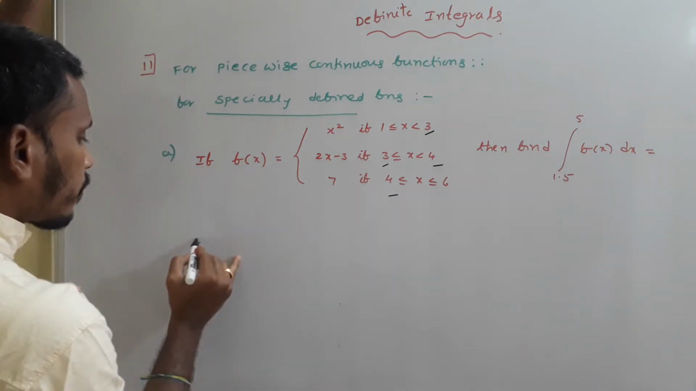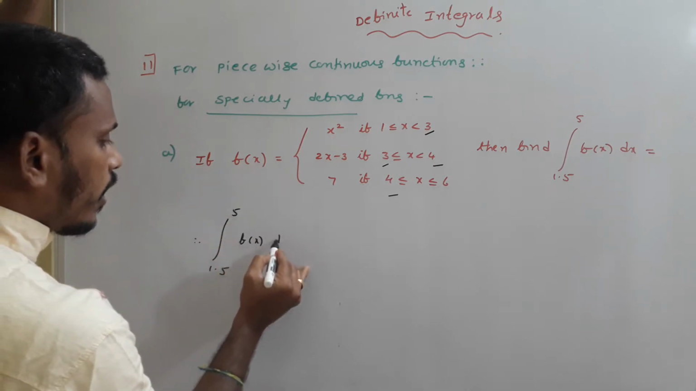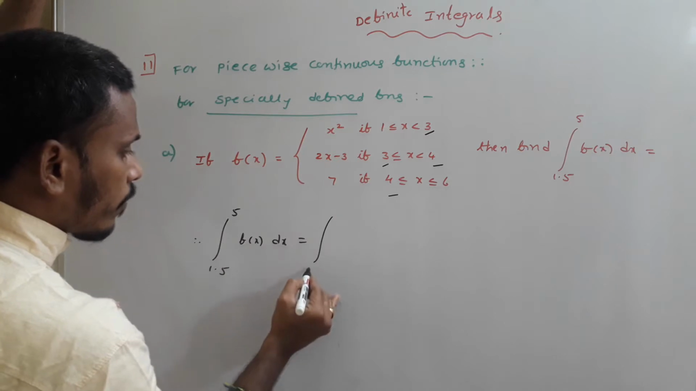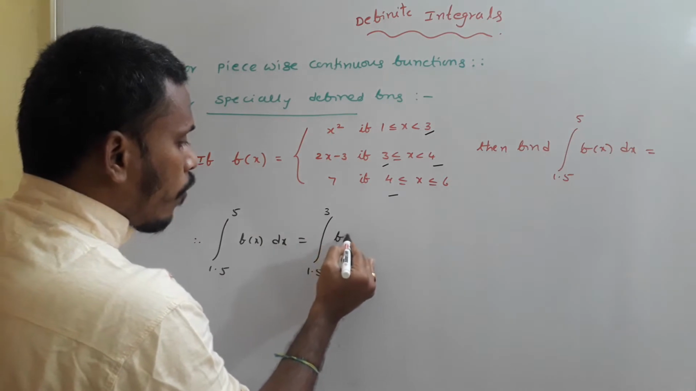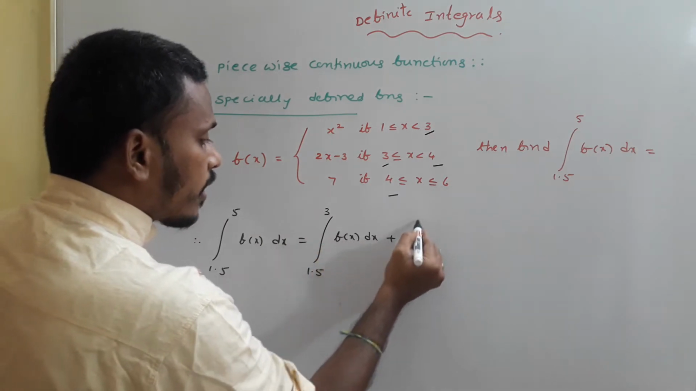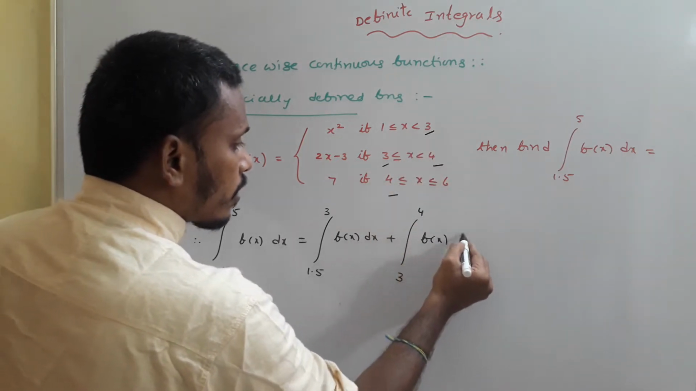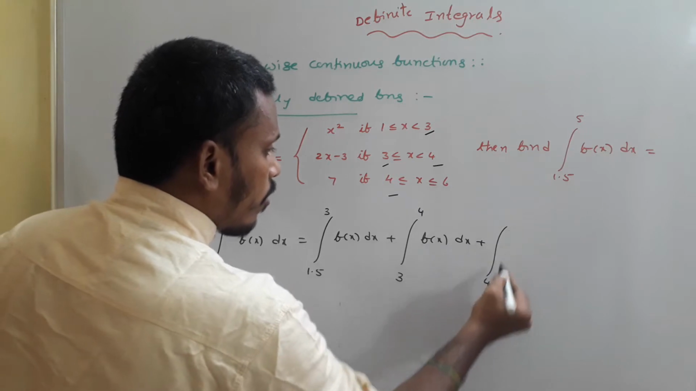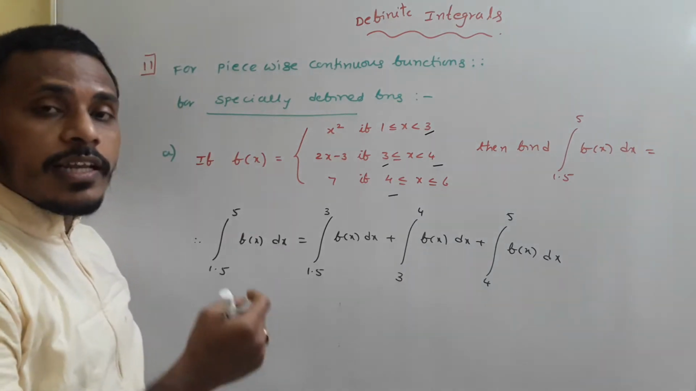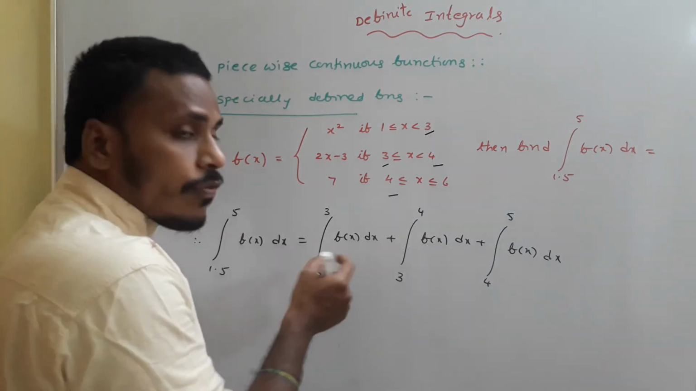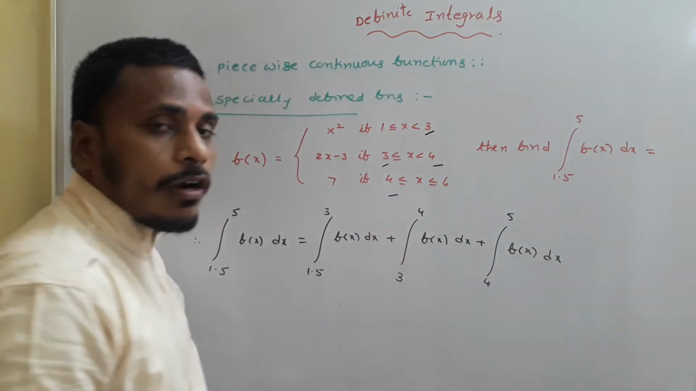So finally, therefore, integral 1.5 to 5 f of x dx is equal to integral 1.5 to 3 f of x dx plus integral 3 to 4 f of x dx plus integral 4 to 5 f of x dx. Because the behavior of the function is different in this region, different in between 3 and 4, and again different in between 4 and 5, and that's why.